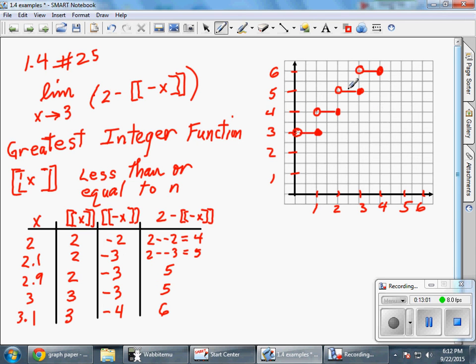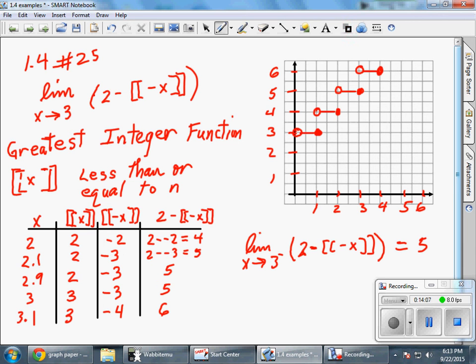So here's the function, and the limit as x approaches 3 from the negative side is right there. Let's check it out. The limit as x approaches 3 from the negative side of 2 minus the greatest integer of the opposite of x. We're approaching 3, between 2 and 3, and we're at 5 the whole way. Even as we get really, really close to 3, we're still at 5. So that equals 5.